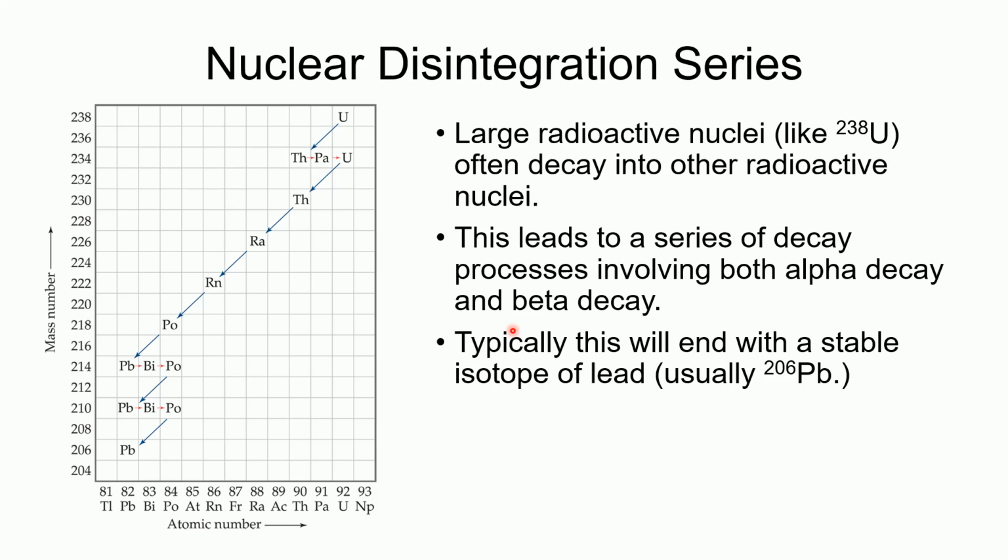And what's interesting is that it'll usually end up with a stable isotope of lead. And in fact, if you're trying to determine how old a particular rock is, you can compare the amount of uranium-238 to the amount of lead-206, and you can get an estimate of how old that rock is. And usually it's helpful if it's in the billions of years.